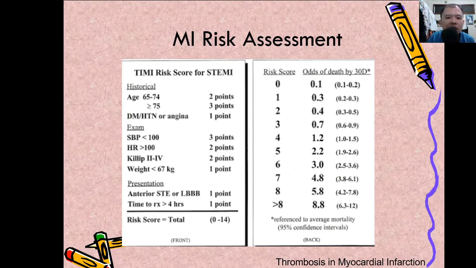Another tool that can be used to assess myocardial infarction risk is this one. This is the Thrombolysis in Myocardial Infarction, or TIMI. It's an assessment tool, a scoring tool, that again makes use of risk factors such as what's the age of the patient? Is there presence of comorbidities such as diabetes, or presence of hypertension and angina? What's the BP, heart rate, the weight of the patient?